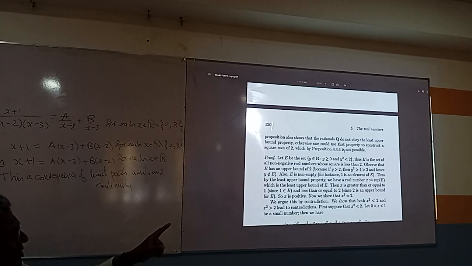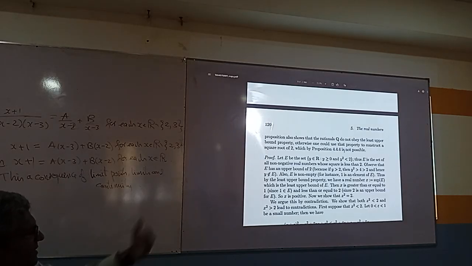We are going to say it is sup E, which is x, the least upper bound of E. Because the set is bounded above, it has a least upper bound from the previous theorem. Then x is greater than or equal to 1. x is the supremum of the set, and 1 is an element, therefore x must be greater than or equal to 1.